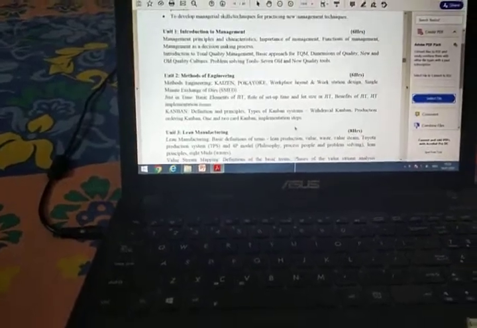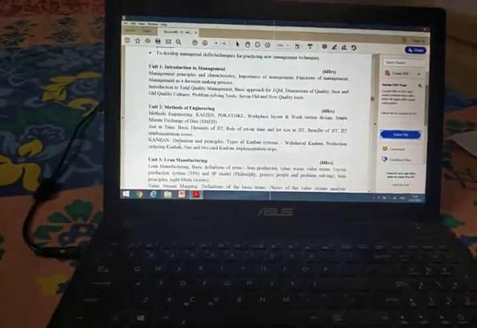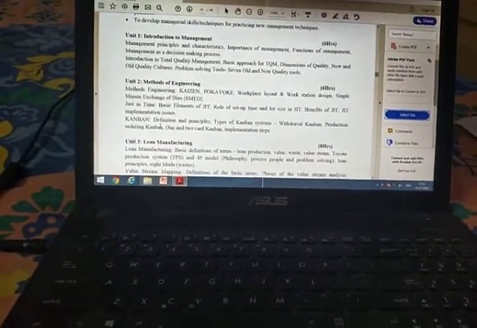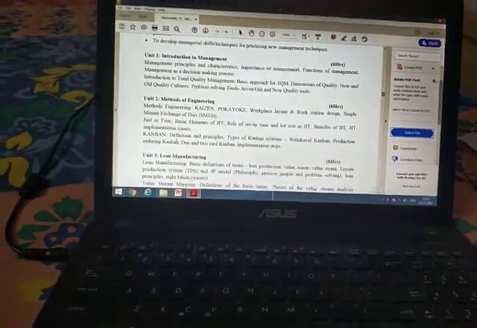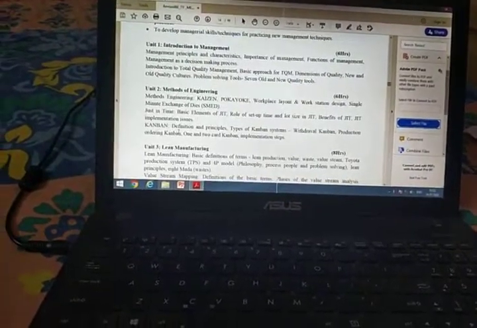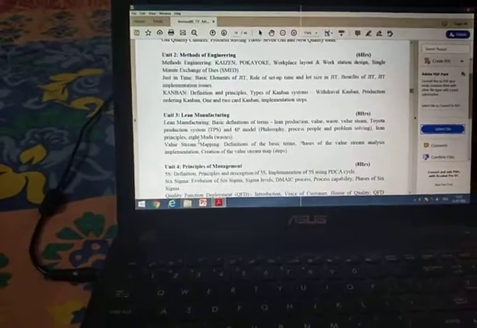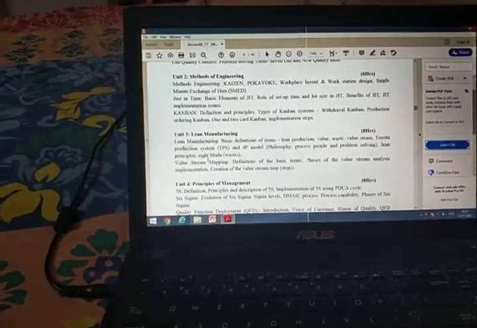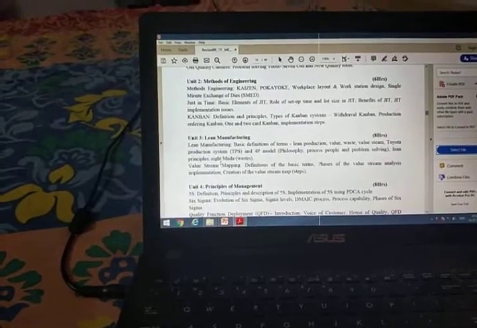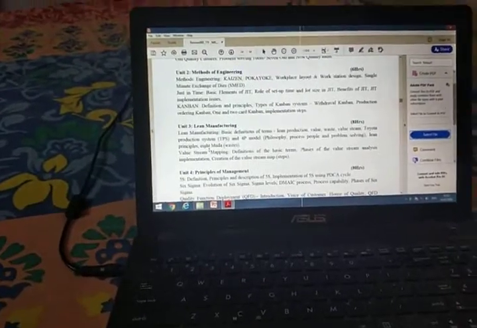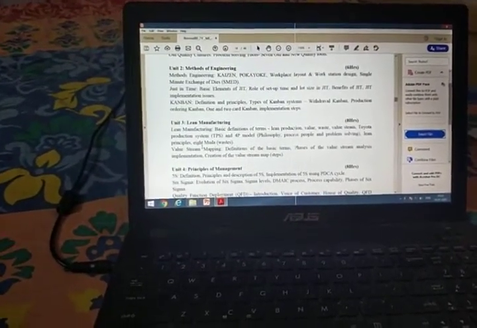Then lean manufacturing, because everywhere productivity should be high, that means rejection should be less. Whatever the rejection per component, we are manufacturing a component, it should be a quality product, it should not be a rejected product. For that purpose we have to go for lean manufacturing, where we have to reduce the different wastes. 8 wastes are there, that we have to reduce. Then we have to apply different production systems so that we will get good productivity.